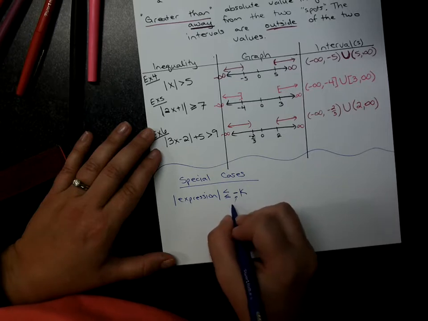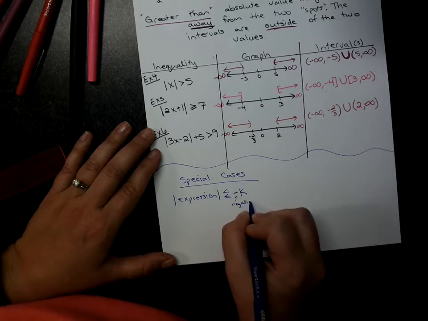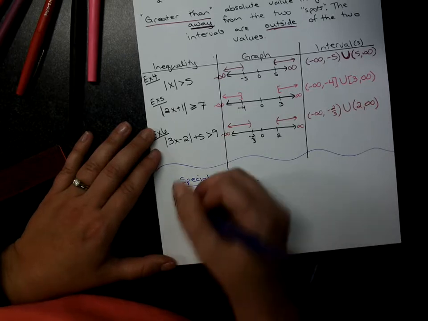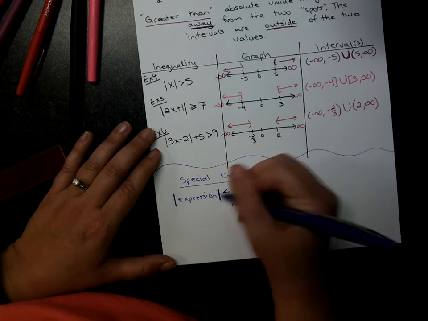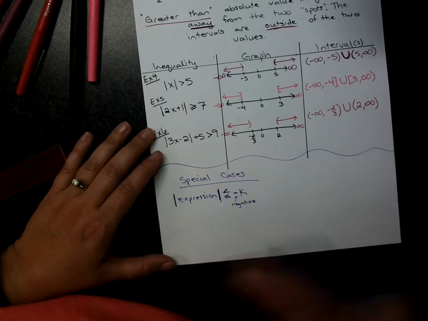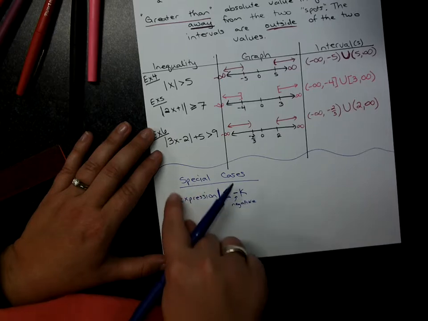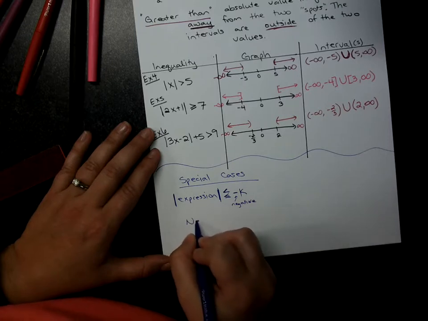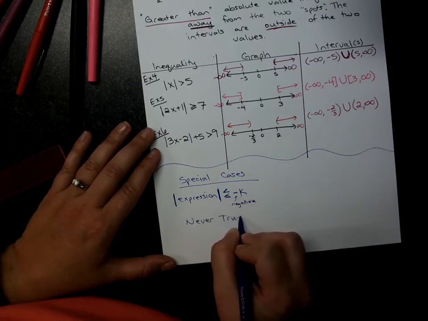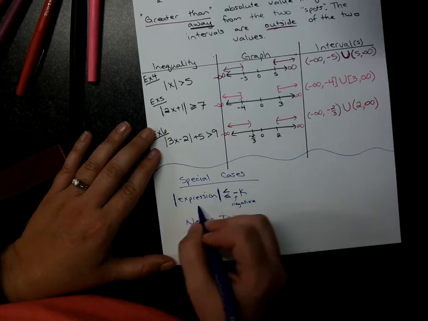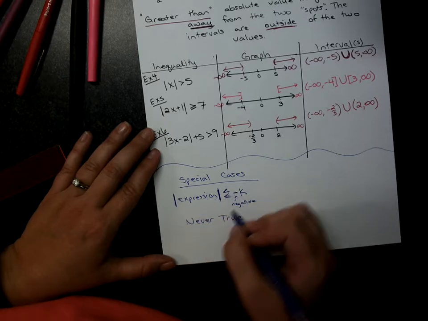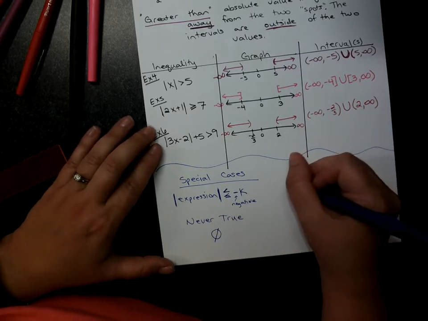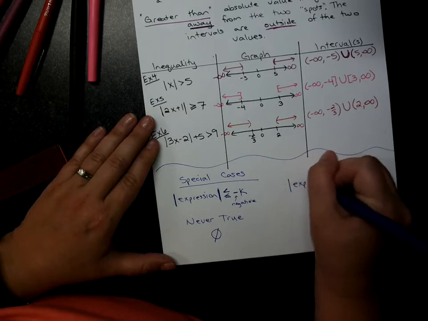If you have a negative constant on the other side, then it cannot be less than a negative. The absolute value of anything is either 0 or positive. Those are the only two options. Whatever's in here, when you take the absolute value, it has to be a positive number. So this is never true. So anytime you have the absolute value of an expression is less than a negative, it can't happen. Never true, no solution.